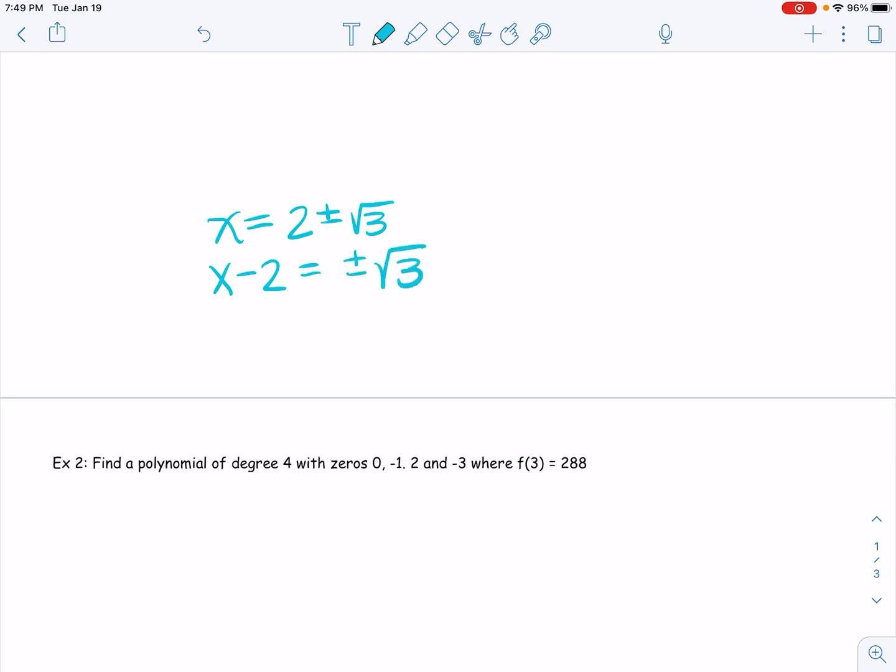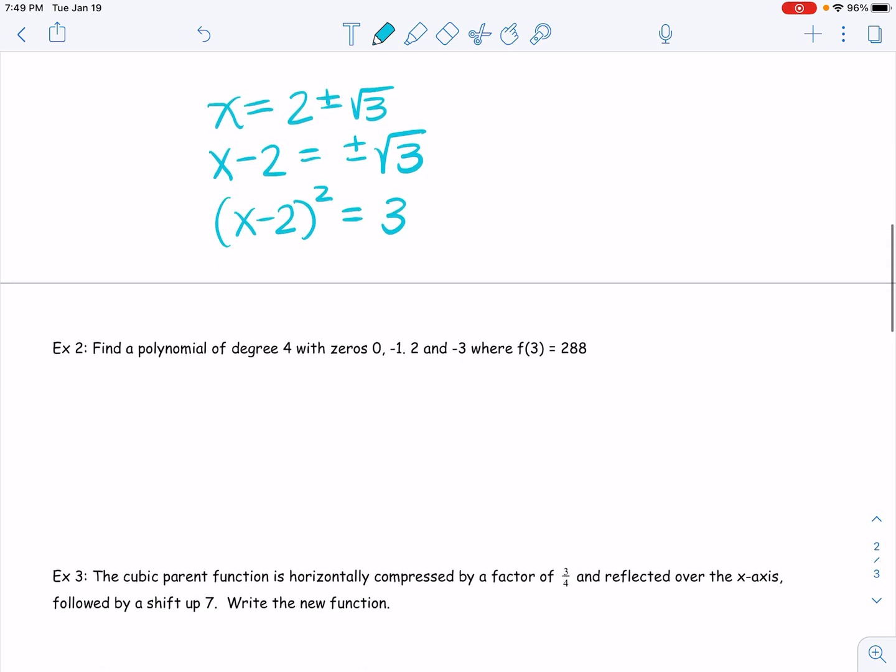How do I undo the square root? Square both sides. How do I move that 3 over? I would subtract the 3.